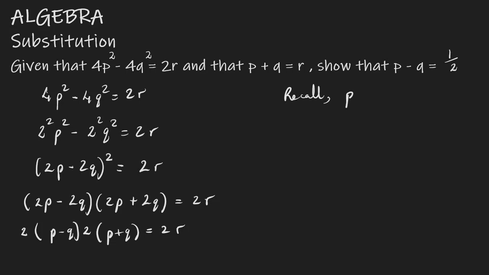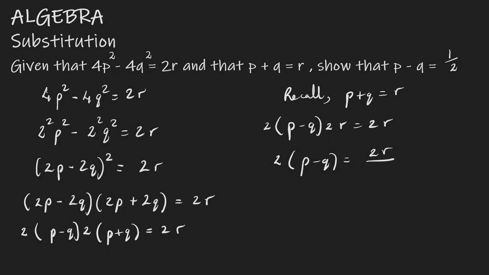Recall, p plus q is equal to r. So I have 2 times p minus q times 2, p plus q, r is equal to 2r. Simplifying further, 2 times p minus q is equal to 2r divided by 2r. Of course, 2 times p minus q is equal to 2r divided by 2r, that is equal to 1. So I'm therefore left with p minus q is equal to 1 on 2. And that is my answer.